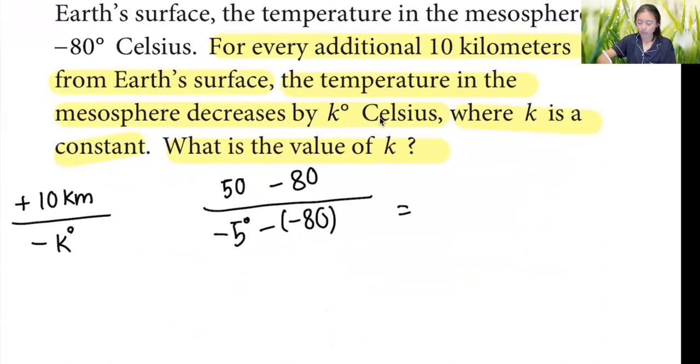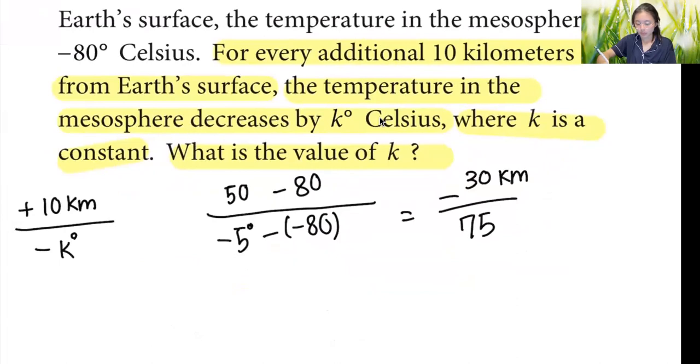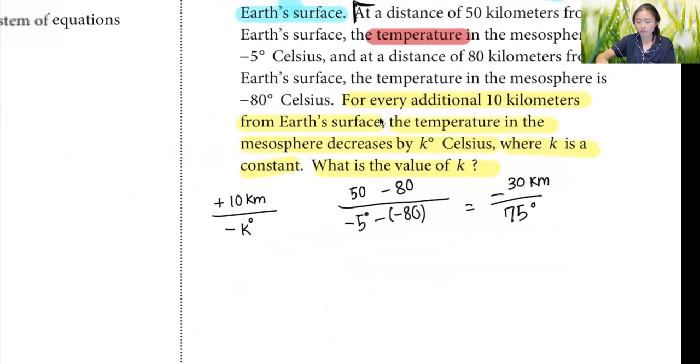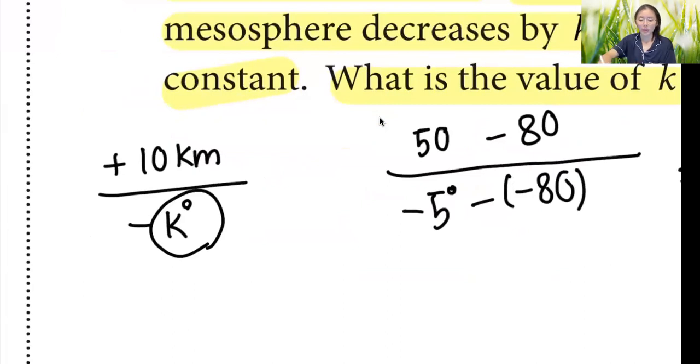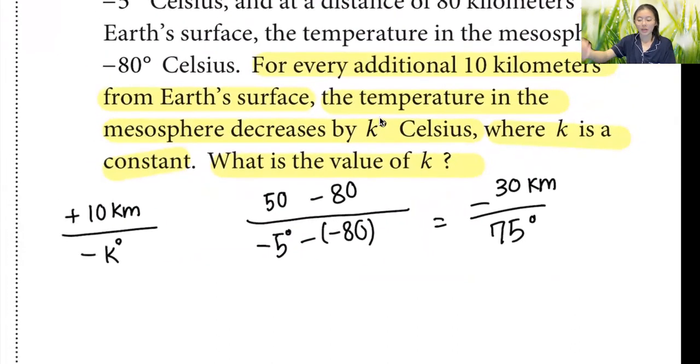So that's going to be negative 30 over 75. From here, make sure to put the signs, but it's going to be negative 30 kilometers over 75 degrees Celsius. And what we want to know is this K right here when it's plus 10 kilometers. So every plus 10 kilometers. But at the moment, it's negative 30 kilometers, and we need to fix that.